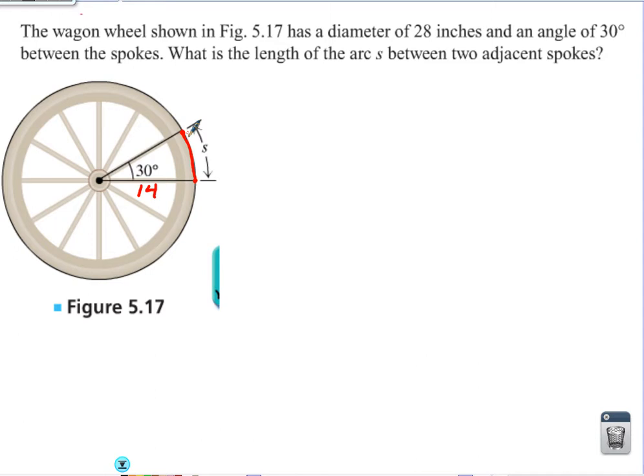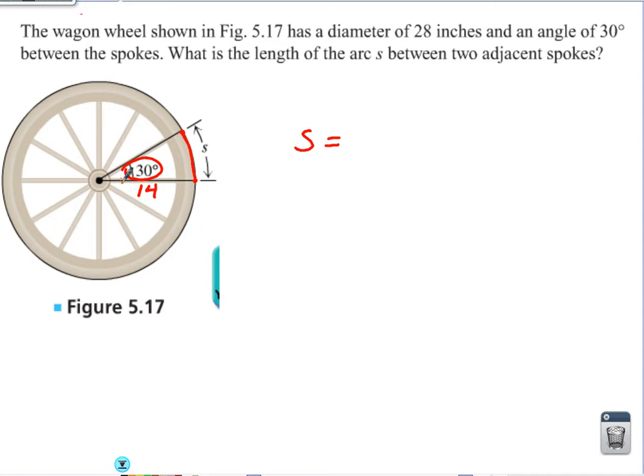Now you don't have to do that anymore. Arc length is equal to the angle. Now you've got to be careful. You can't plug in 30 degrees. And you'll find out, not only in this class but in physics as well, anytime you're trying to plug an angle into a formula, you're not going to plug in 30 degrees. You're going to change it into radian form, and you're going to plug that in.